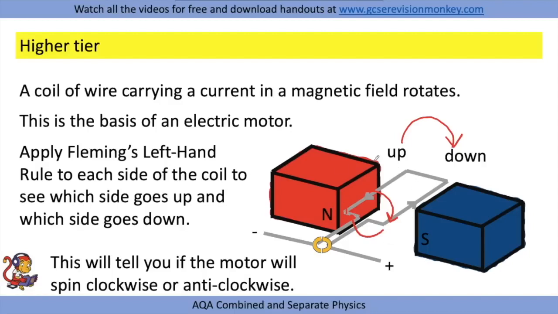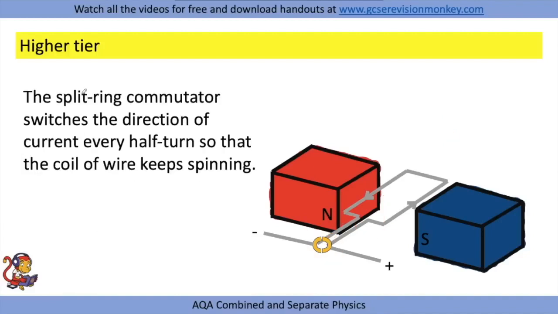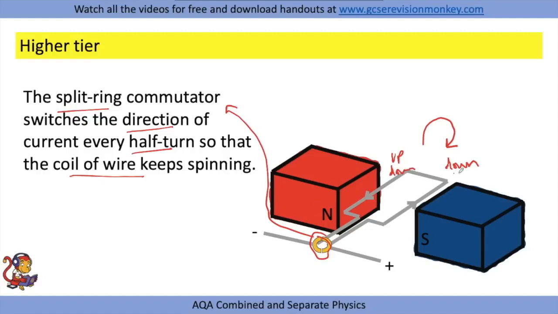But we need it to keep spinning and spinning, and this is where this part of the motor becomes important. This is a split ring commutator, this part here, and this switches the direction of the current every half turn so that the coil of wire keeps spinning. So we said that this one would go up, this one would go down, and there would be a clockwise motion. However, that would just stop if it wasn't for the split ring commutator. This switches the direction of current, so then this side will go down, this side will go up, and it will just keep on spinning round and around, which provides the basis of our electric motor.